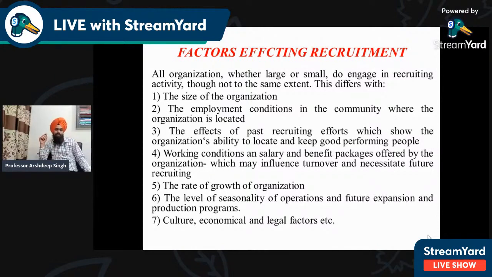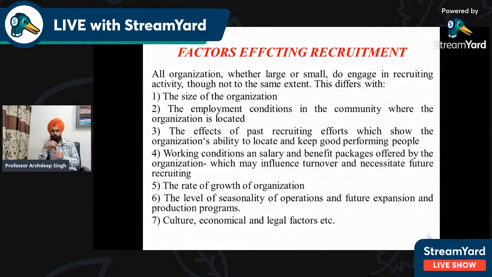Second is the employment condition in the community where the organization is located. We can say that the conditions of the work related to employment, it's a job that is performed by a smaller number of people, but the salary status is good. So it depends upon the conditions of the job. If there is a lot of burden in that specific job, that can also affect the recruitment process.